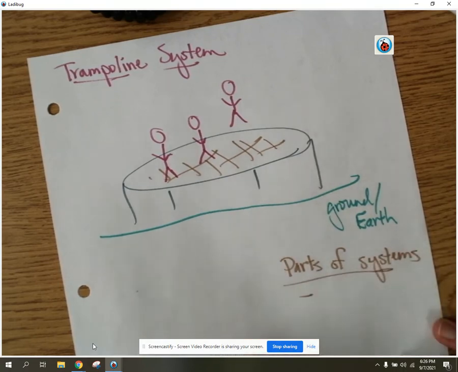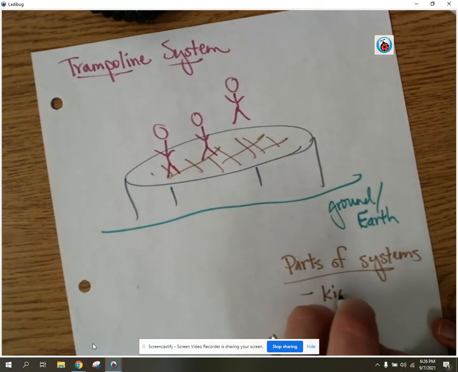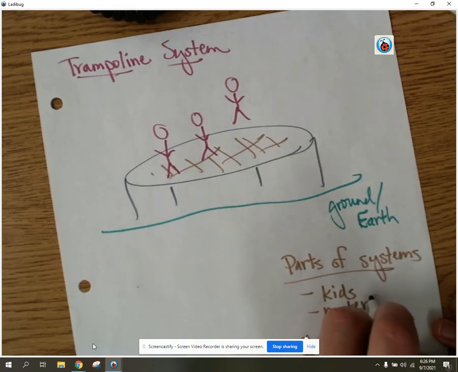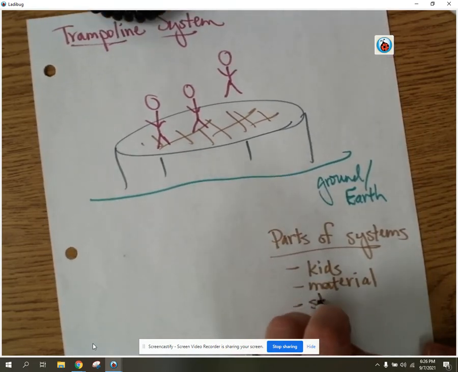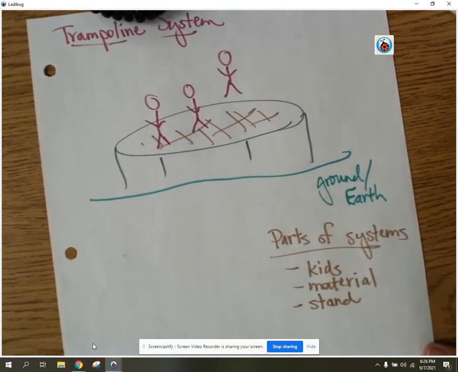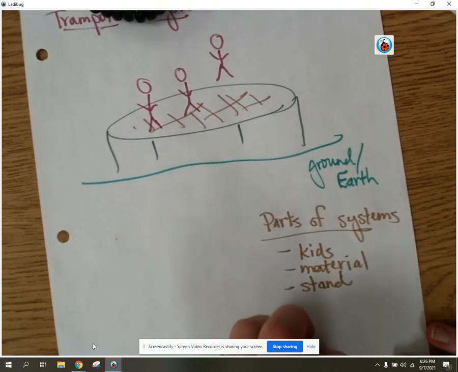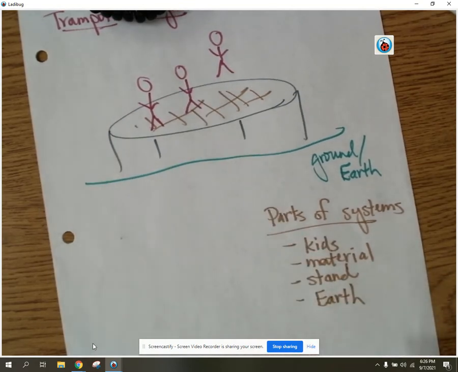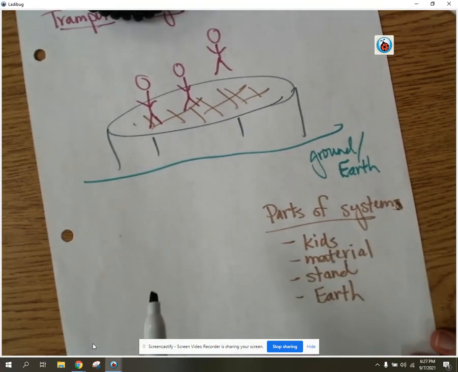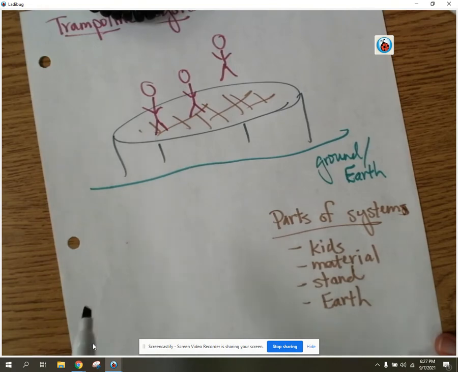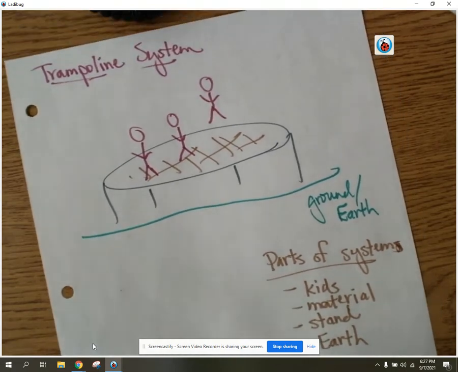So we would say, obviously we've got kids there. We've got the material, not sure what it's called, that goes over the trampoline, the stand, and so important, cannot forget the earth or the ground. And we'll talk about why that is. Okay, so these are the parts of this system. I'll ask you to explain how these parts work together.